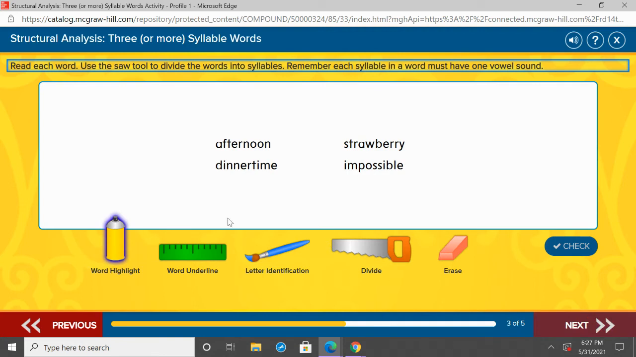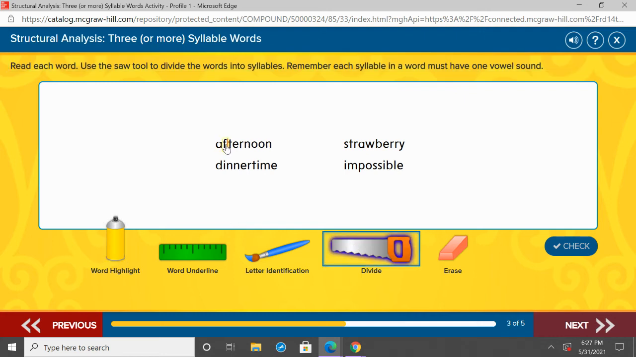Same way we have been. I'll say the word. I want you to pause me and give it a try. You need to first ask yourselves how many syllables, and then where would we divide the word into its syllables? Where is that divide? All right, afternoon. So go ahead and pause me and figure it out, and then we'll go over the answer. All right, so for afternoon, I hear 3. Do we have a vowel sound in each syllable? That we do. Next we have strawberry.